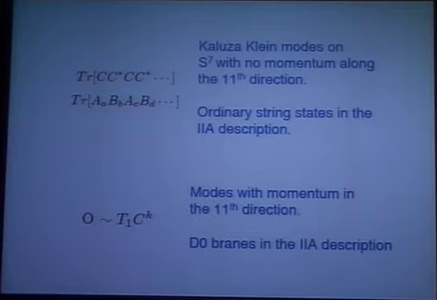While these other operators correspond to modes with momentum in the 11th direction. And when you reduce to type 2A, of course, they would correspond to D0 branes. So in the 't Hooft limit, they become very heavy, but, well, in principle, if k is small, they could also be light.